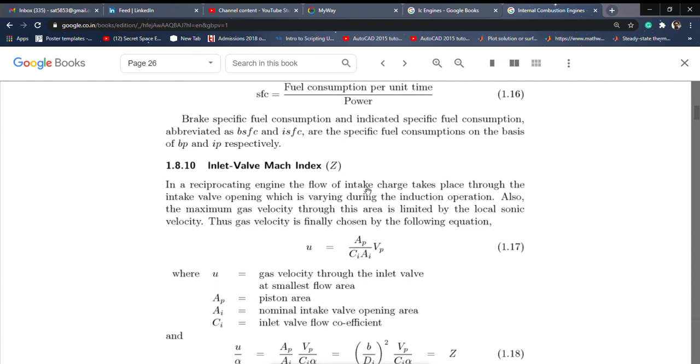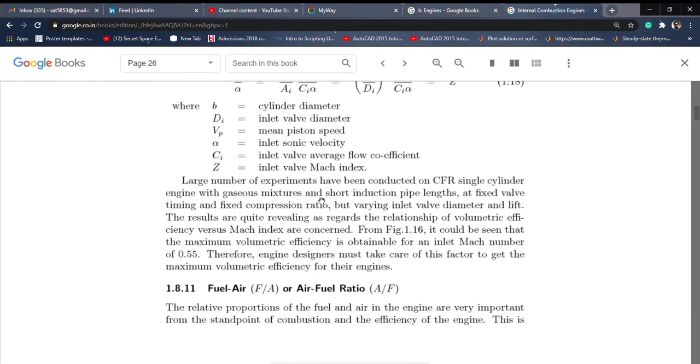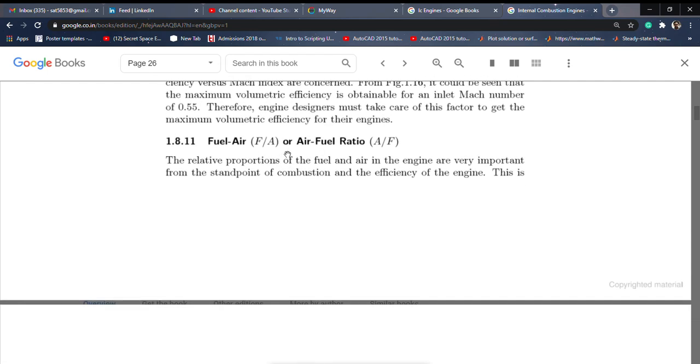Okay, this topic we won't discuss, and the next topic is your fuel air ratio that we will discuss in the next class.